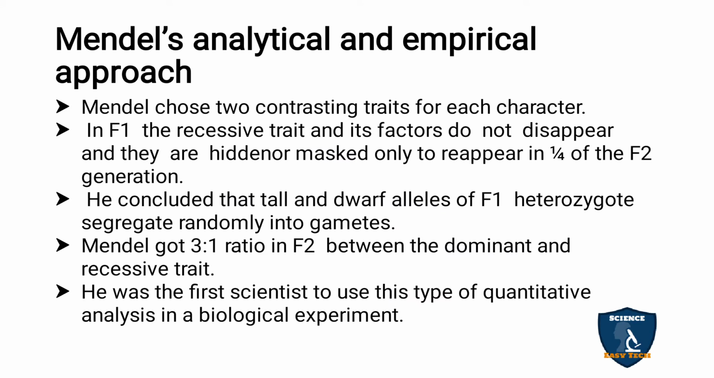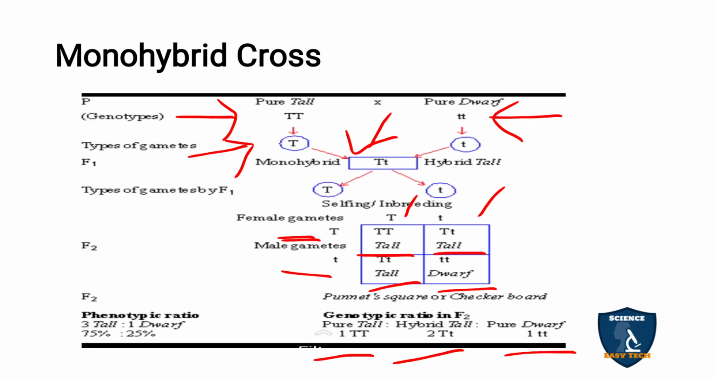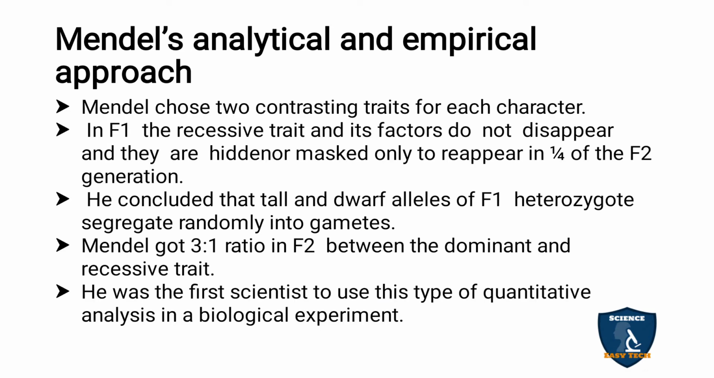So based on this monohybrid cross result, Mendel's analytical and empirical approach is seen. Mendel took two contrasting characters. Contrasting characters means tall is to dwarf. Okay, so what happened in F1? Here you can see in F1 which character is suppressed? The dwarf character is suppressed. Only the tall character is exposed. The tall is dominant and dwarf is recessive. Okay, the recessive character is suppressed.